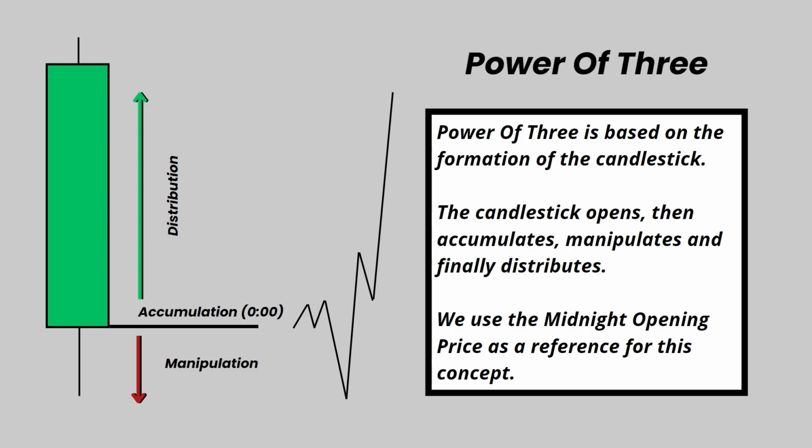This is the power of 3 concept. It is based on the formation of a candlestick. When the candlestick opens, it starts to accumulate, then it manipulates, usually sweeping some sort of opposite liquidity or rebalancing an imbalance, and finally it distributes.